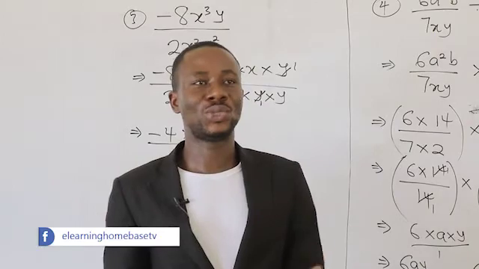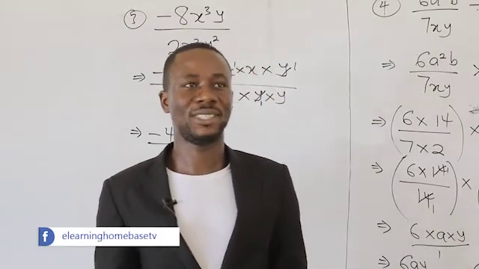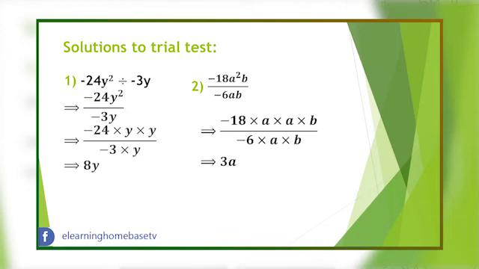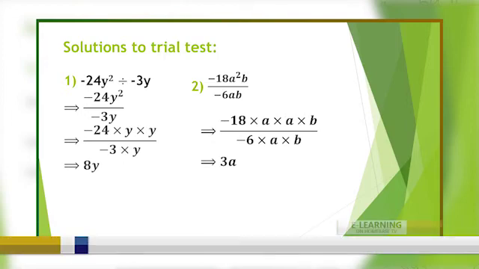These are the solutions to the trial tests. So question number 1 was negative 24y squared, all divided by negative 3y. So these are the steps, and then the final answer is 8y. Good.